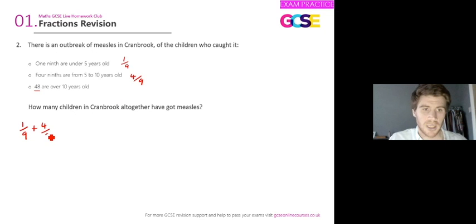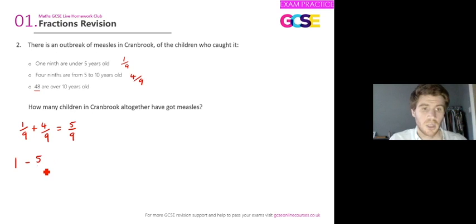Denominators stay the same, so we do not change them. We simply add our numerators. It's, of course, 5/9. What we want to do is identify the fraction that are over 10-year-olds, which is what's left in order to make this a whole. So we subtract the 5/9 from 1.